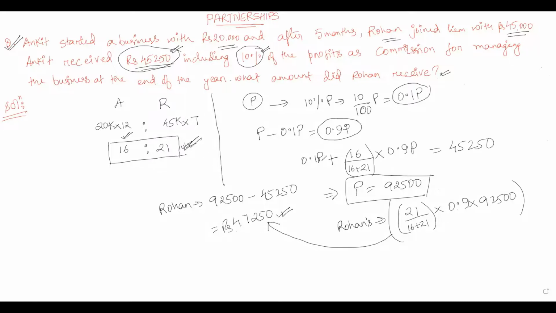So in such kind of questions where additional 10% or additional X% is to be given to one of the partners for managing the business, we need to subtract that percentage, or we can subtract that amount, and then the rest of the amount would be divided between the partners in the ratio of their profit.